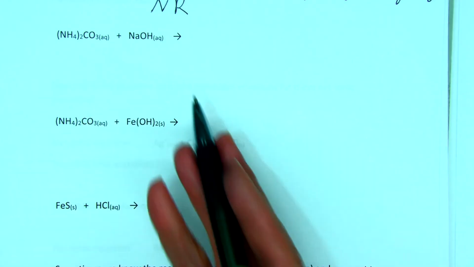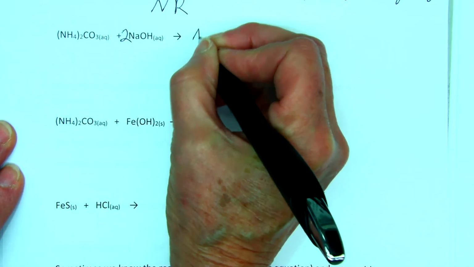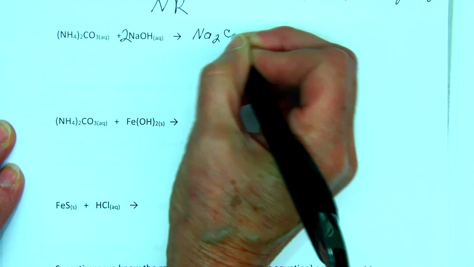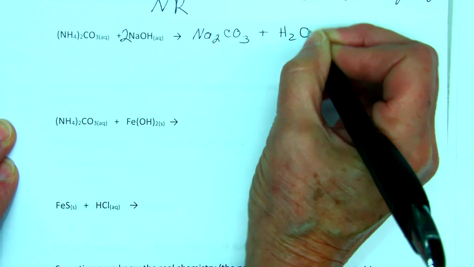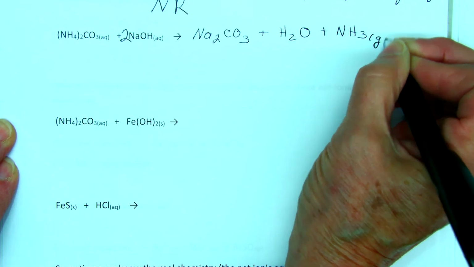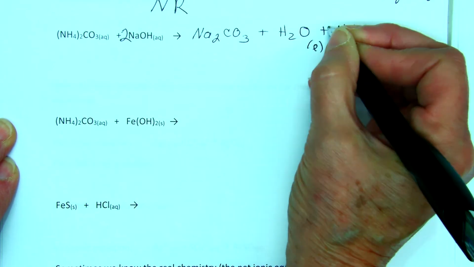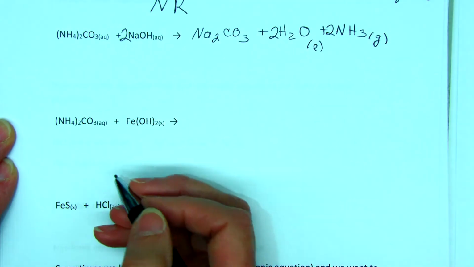Ammonium carbonate and sodium hydroxide. We need 2 here. We make sodium carbonate plus ammonium hydroxide, which becomes water and ammonia gas. To balance this, I need 2 ammonias, 2 waters, and 2 sodium hydroxide.